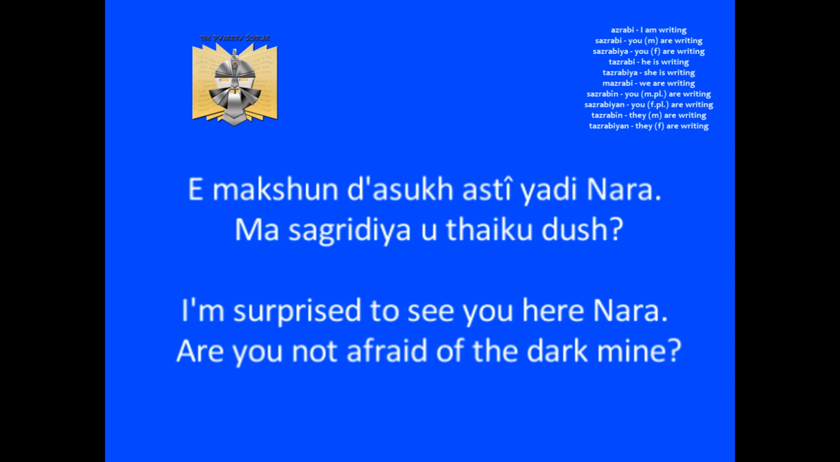In fact, the first part, Emakshun, is literally translated as "I am he who is surprised." More on this rather peculiar form in future lessons. We also see the radicals of the word fear return here. "Are you not afraid?" being ma sagradia. As with any second person imperfect, we add sa as prefix, while we add ia as suffix to indicate we are talking about the singular feminine form.